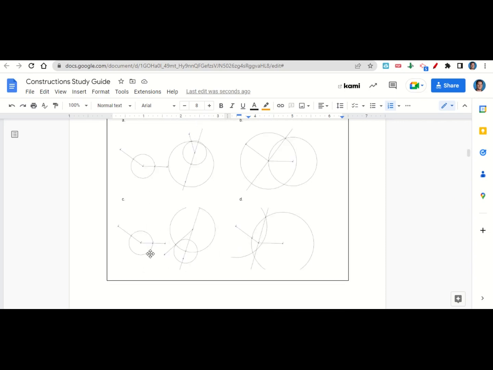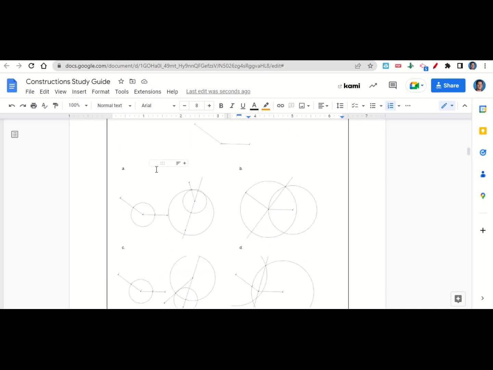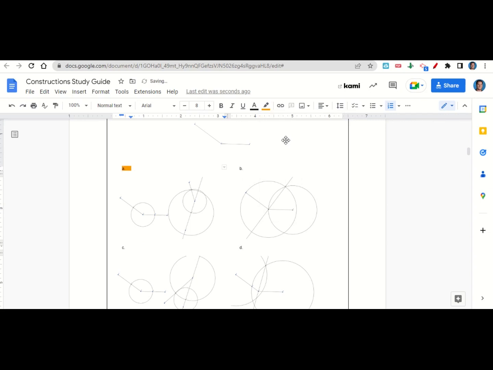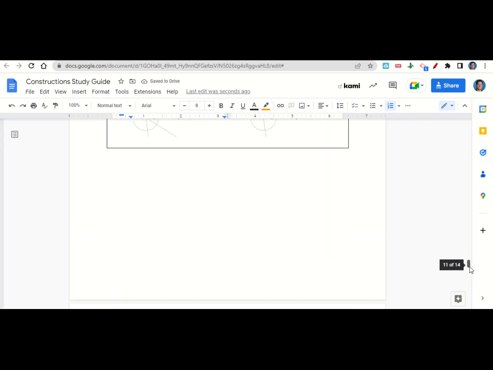Then we look at this one. Well, notice this angle is much smaller than this one, so that's out. And then this one is also a bisector, so that one's out, so it's got to be A. So we go here, use our highlighter tool and highlight that one as well. And then we continue to answer these questions all the way until we get to the end.